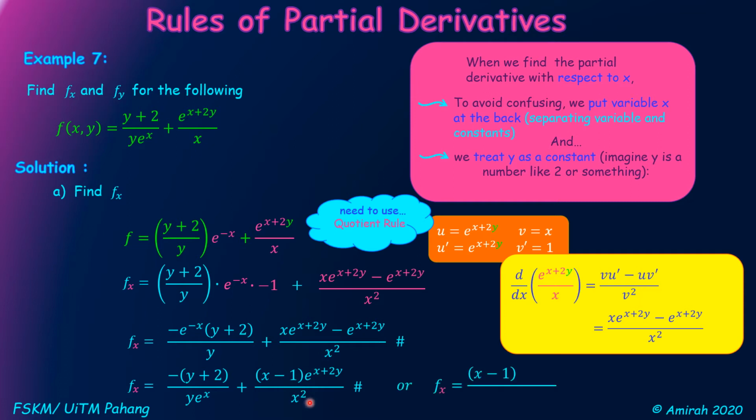Or in another form, we can write fx equals, since we have a positive sign here, we can move the positive sign in front, and the negative sign here we write at the back. So we get x minus 1 times e to the power of x plus 2y over x squared, and then minus y plus 2 over y e to the power of x. So we can write fx in this form, or this form, or this form.